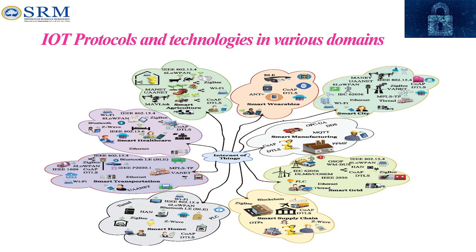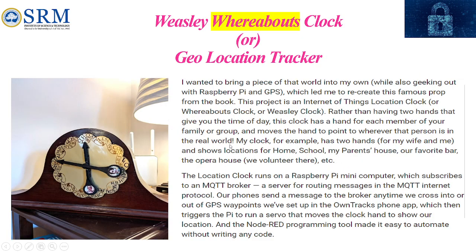So you can see here, for the Internet of Things, it is smart healthcare, smart transportation, smart home, smart supply chain, smart grid, smart manufacturing, smart city, smart wearables, smart agriculture. Various protocols are applied when you see various domains, right? The same applications are not applied to various domains. Different applications are applied to various domains in different ways. So we have multiple things across various domains when you apply the Internet of Things and its protocols.